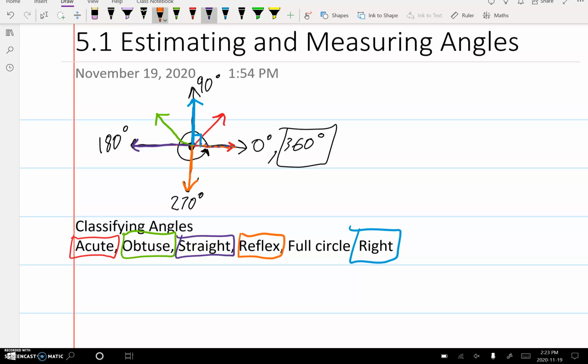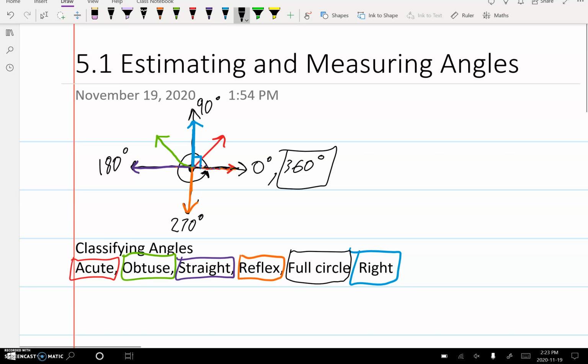And then last but not least, we're going to use black because it's going back into a full circle. So it's going back the same direction that it came. Those are all the different types of angles.